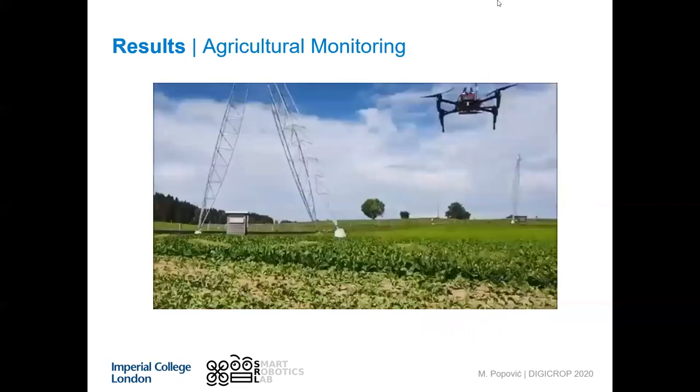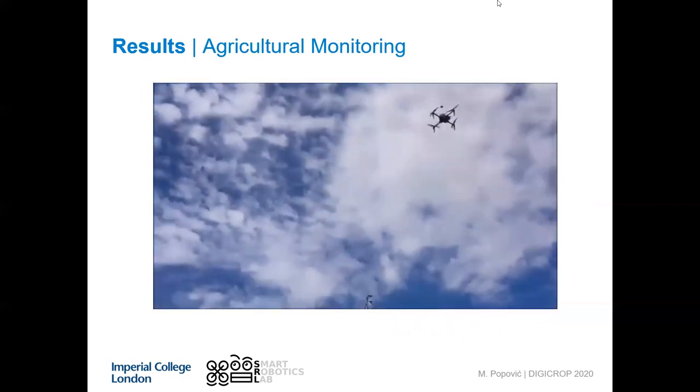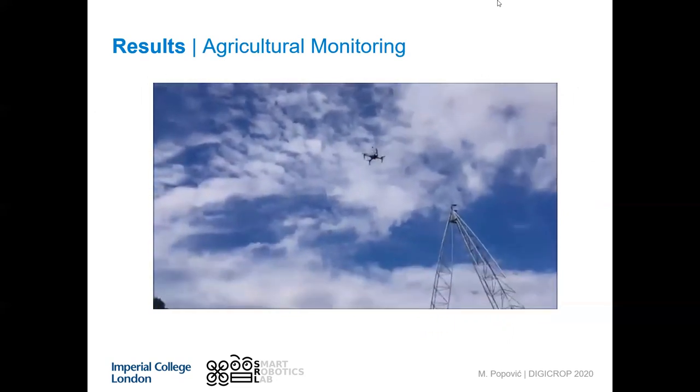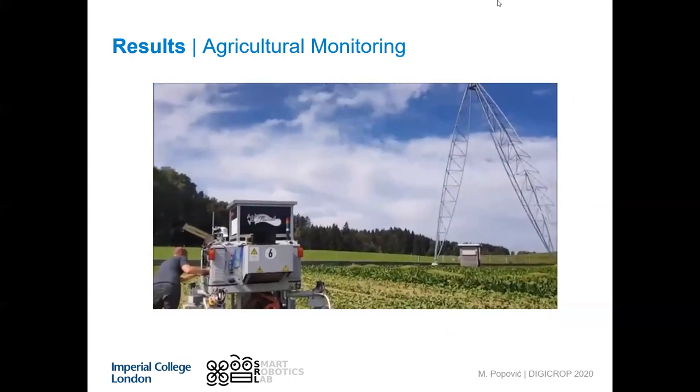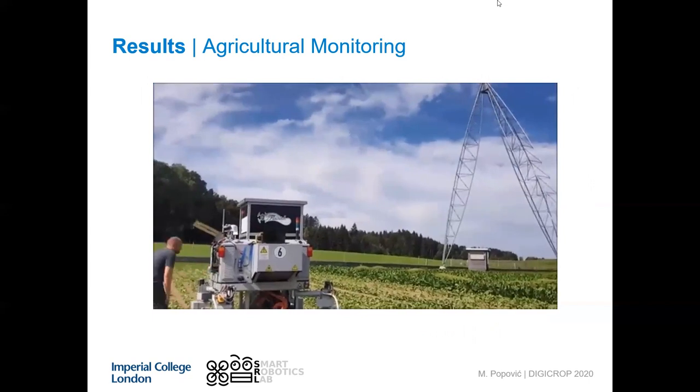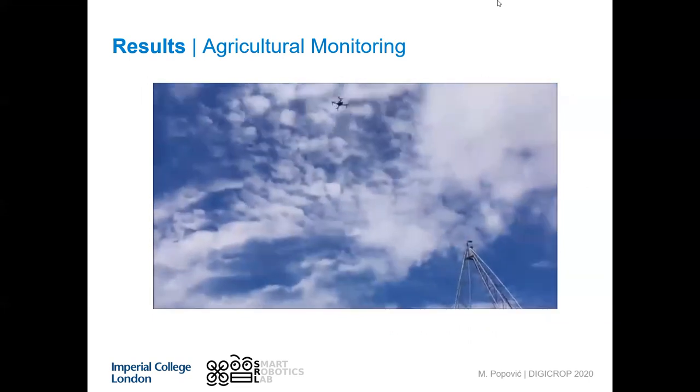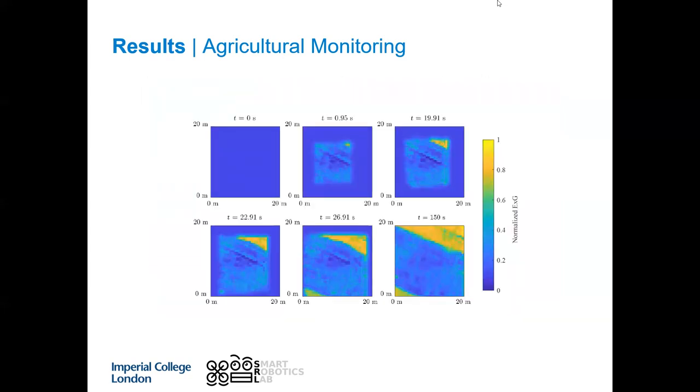Finally, the complete system was deployed in a real agricultural monitoring scenario using a UAV to map the excess green level on a field from color images. This is a short clip of the field trial. Our results show the field map becoming more complete as measurements are collected. In particular, we can see that the UAV successfully distinguished between the soil, crop, and weed regions of the field, which are clearly separated in the experiments.